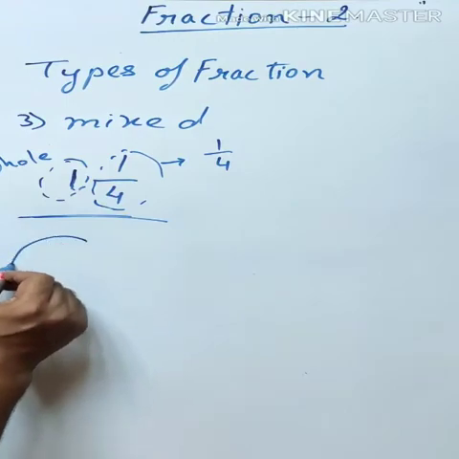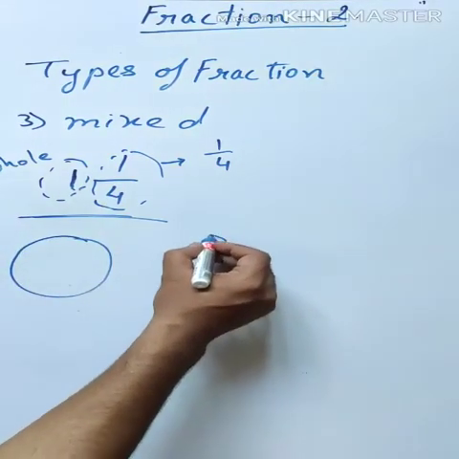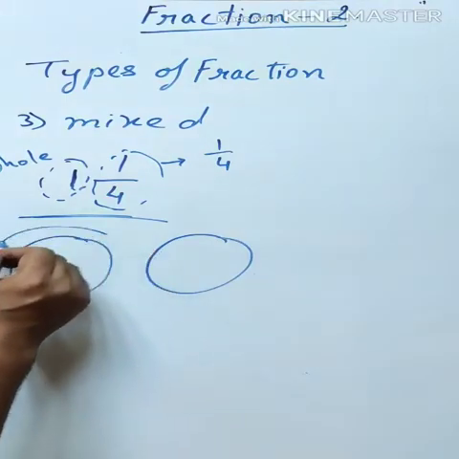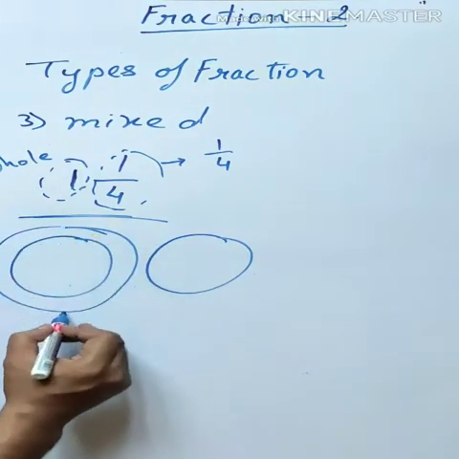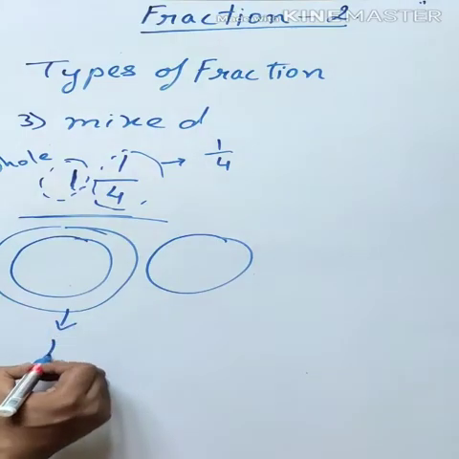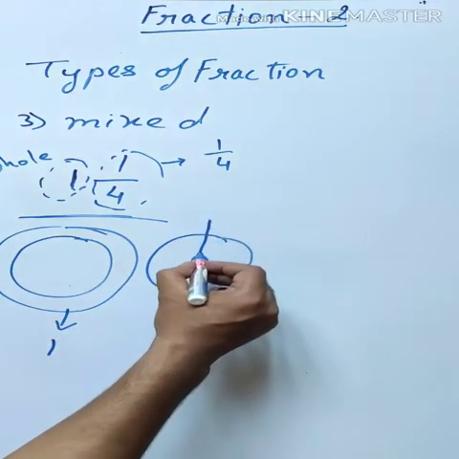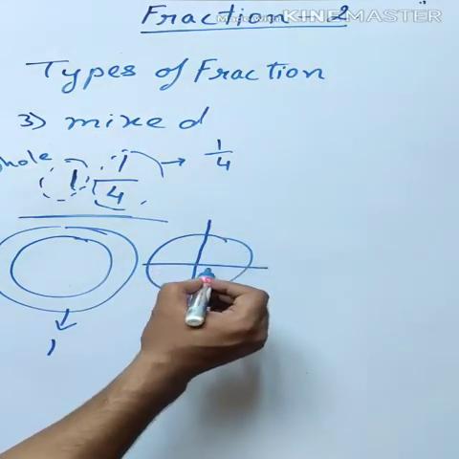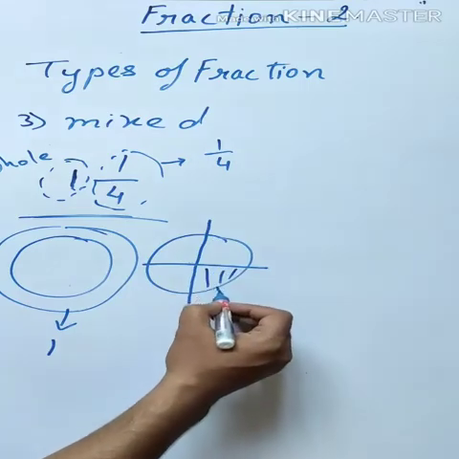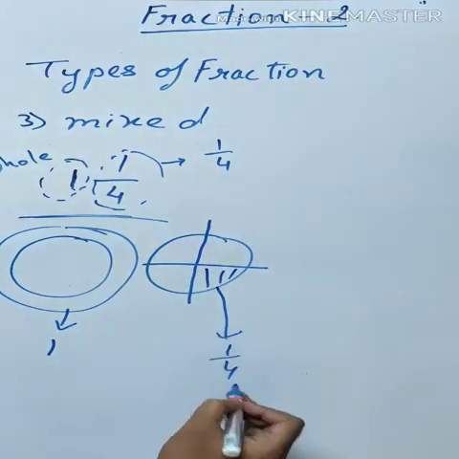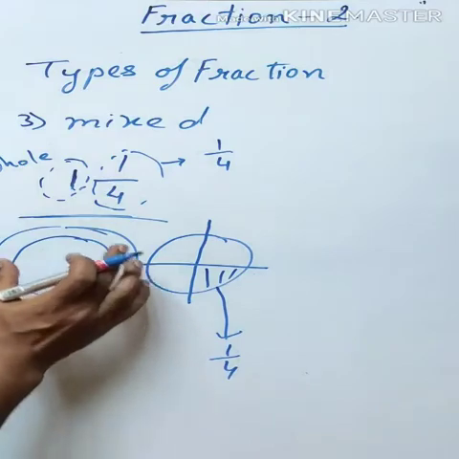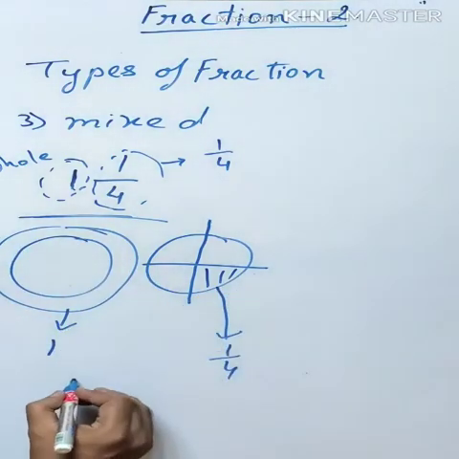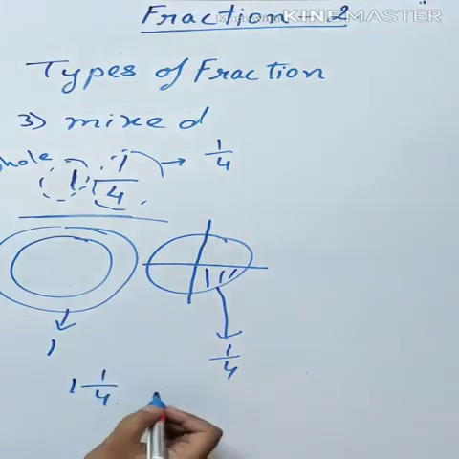So suppose that this is one cake and this is another cake. 2 cakes are there. One cake, one whole. So we have eaten this one whole cake, and the second one we cut into 4 parts, and from this we have taken one part. Suppose that I have taken this part. So this is 1 upon 4. So we have eaten one whole cake, and from the second cake one part. So we have to write it like this, 1 whole 1 upon 4.